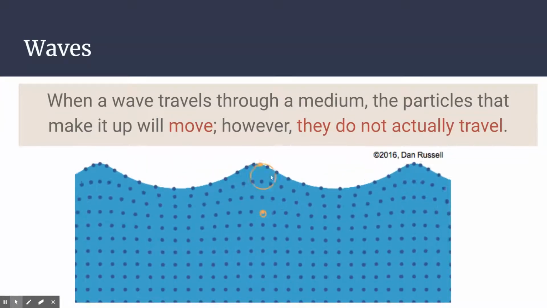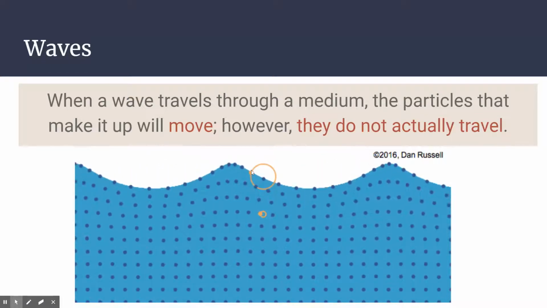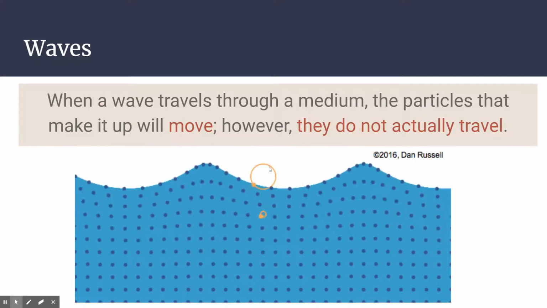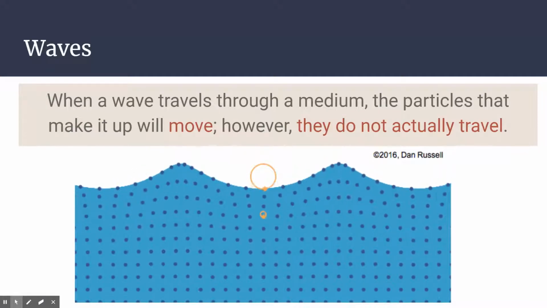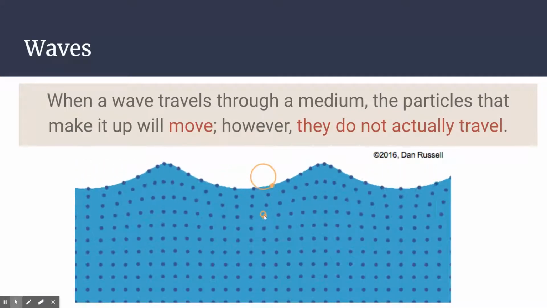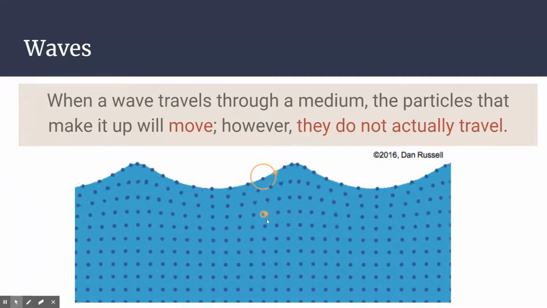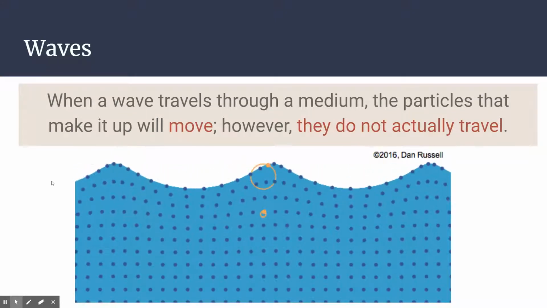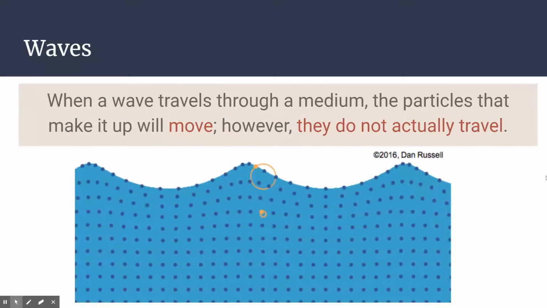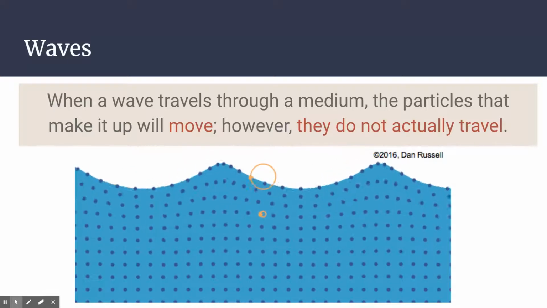They simply move in circles in place. Now, the ones that are closest to the surface will move the most, and the further down you get, the less the particles will move. However, none of these particles are actually traveling through the water as a result of these waves.